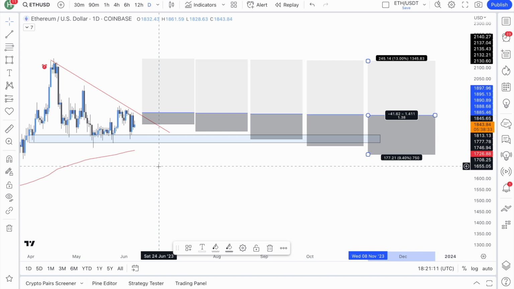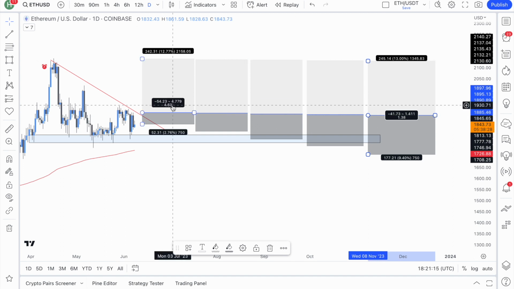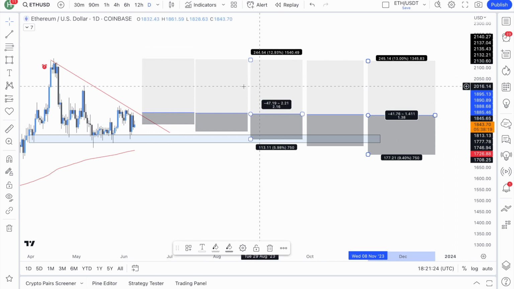The bad news is you're probably not going to get a lot of money. So it just depends what you want to do. Here, you're very likely to get stopped out versus the rest of them, but you're likely to get a good return on your position. So you could even do in between here in the middle.